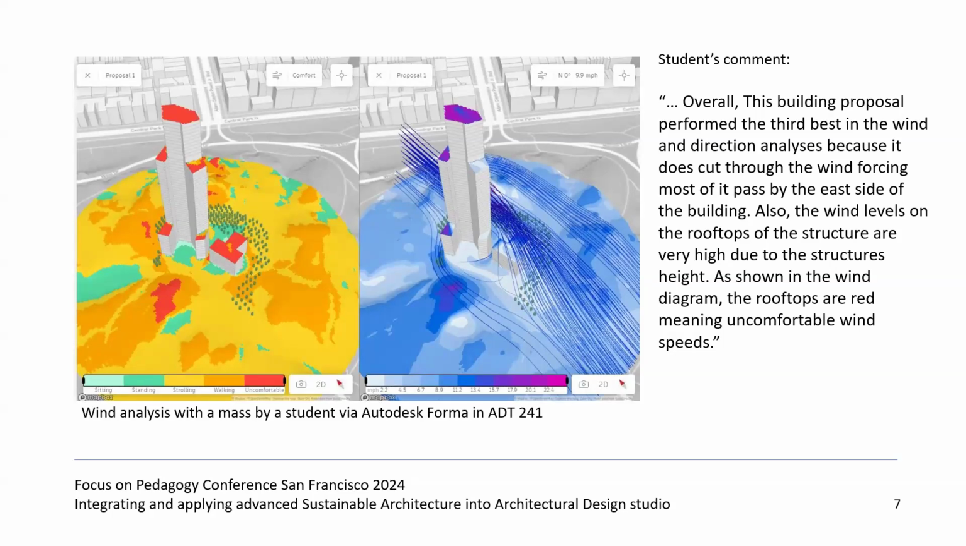The next step in ADT 241 is again using the Autodesk format, but this time students add their masses or proposals in the site so they can understand the behavior of the mass when, for instance, we have wind from a specific direction in a specific season. And if their mass creates a wind tunnel in their design, they can start to put their masses and revise them based on the analysis and output.